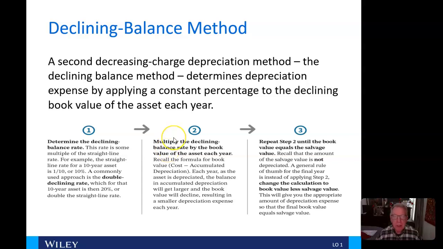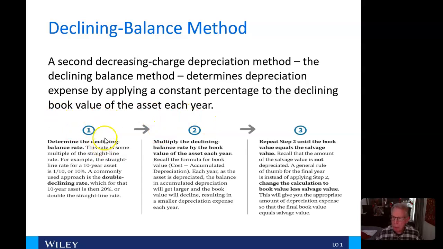This should be a bit of a review from your previous courses, but here, this is the second decreasing charge depreciation method. It's called the declining balance method, and it determines depreciation expense by applying a constant percentage to the declining book value of the asset each year.